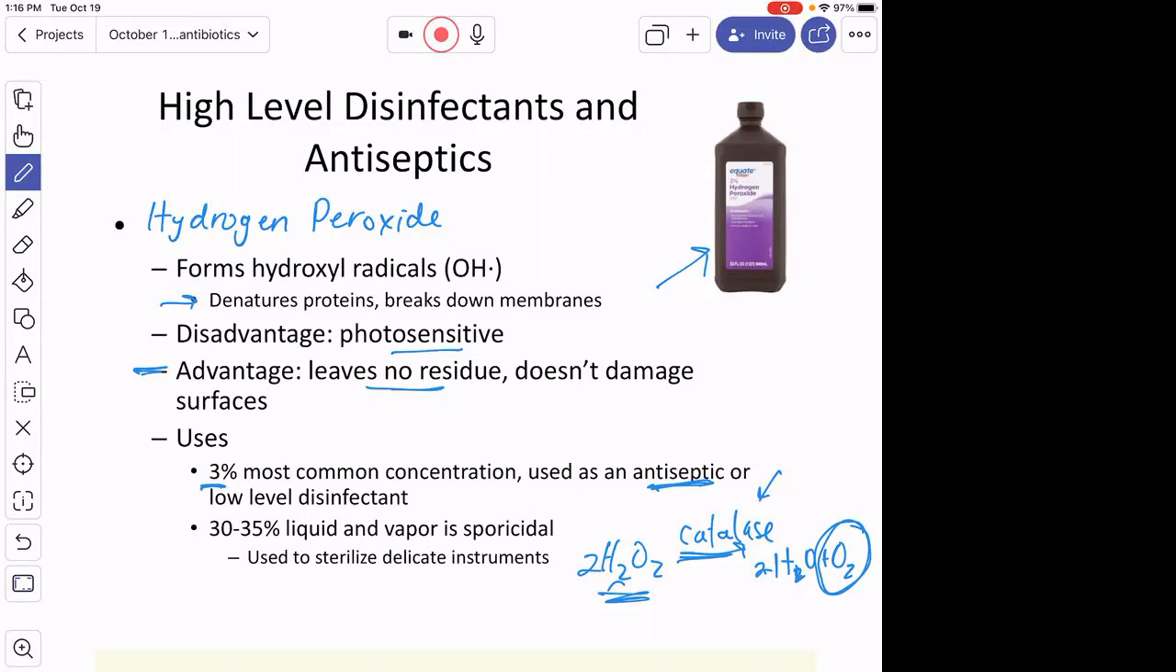If we want to use hydrogen peroxide as a disinfectant, we would use it more concentrated, maybe 30–35%. And again, that's considered sporicidal. We could either use that as a liquid or a vapor if we wanted to maybe disinfect a larger space. We could soak delicate instruments that maybe can't be autoclaved because the blade would be dulled maybe, if we really, again, need that high level of cleaning.